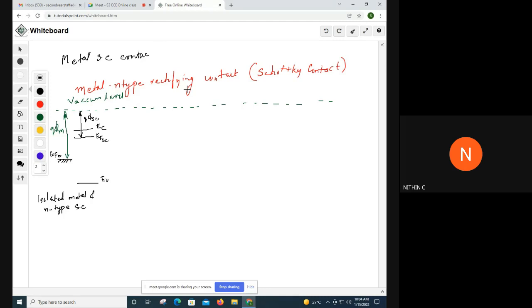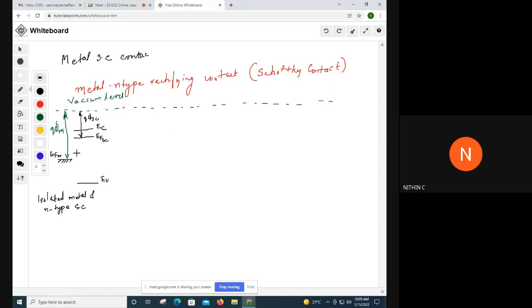In case of a metal n-type rectifying contact, what is the condition for work function? What should be the condition for work function? നമ്മൾ ഓൾറെഡി ബോക്സിൽ എഴുതി കഴിഞ്ഞു. മൈക്ക് ടേൺ ഓൺ ചെയ്ത് പറഞ്ഞോ നിങ്ങൾ? Anyone? phi M greater than phi SC. phi M greater than phi SC.